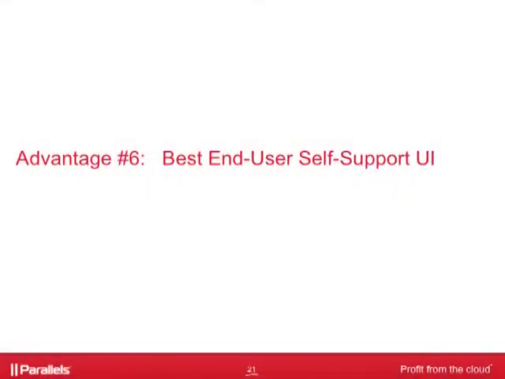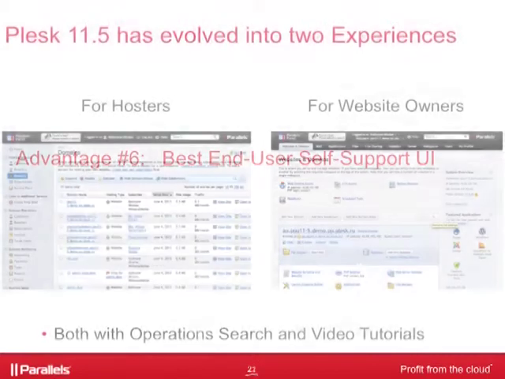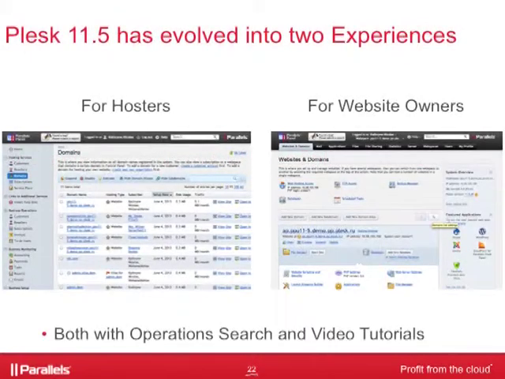Next advantage, advantage number 6, is the best end-user self-support UI. Plesk 11.5 has eventually evolved into 2 experiences. One is for hosters, and the other is for website owners. These people have different needs, so they have different UI. And as you can see, both of these interfaces have search for operations in case you forgot where a certain function is located. And we have video tutorials for everything, literally everything.